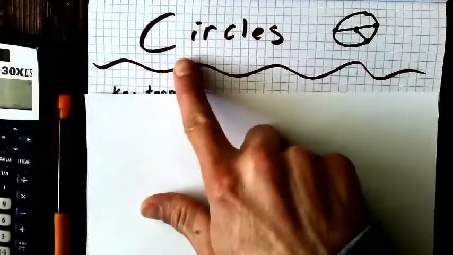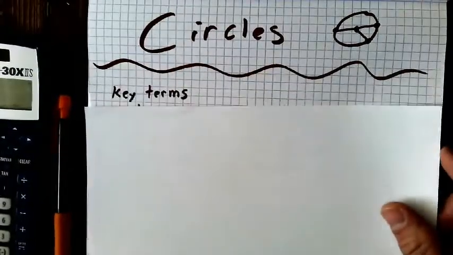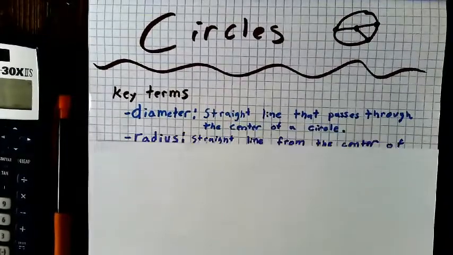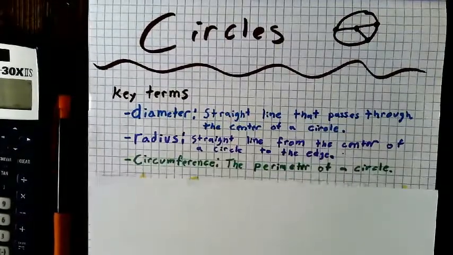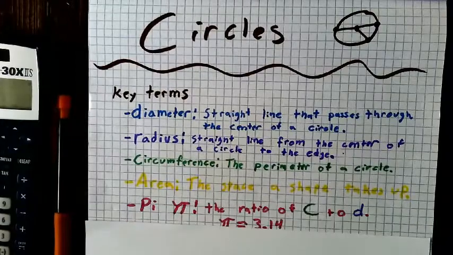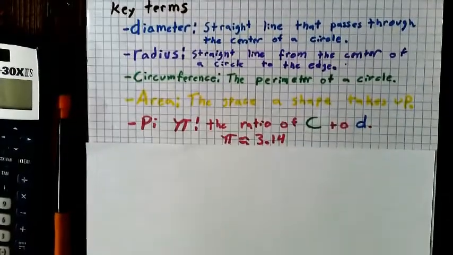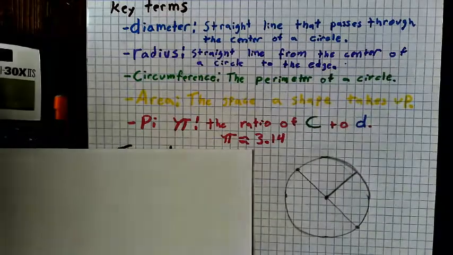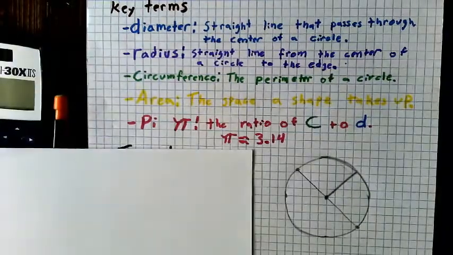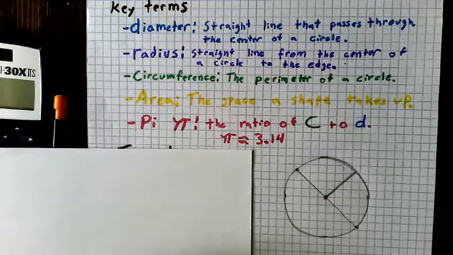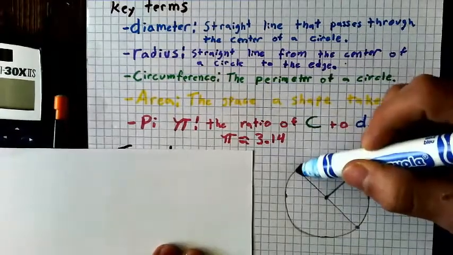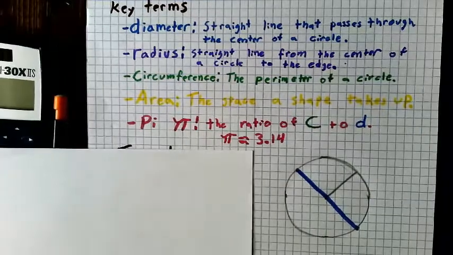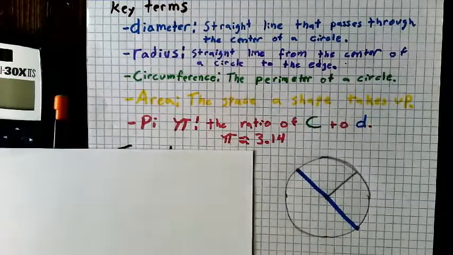So first we're going to go over the stuff about circles. Okay, we're going to have some key terms. Our key terms are going to be diameter, radius, circumference, area, and pi. Okay, I'm going to talk about these in just a second. So diameter is a straight line that passes through the center of a circle. If you see I have a circle here, this is the diameter. Okay, it goes all the way through from one edge to the other, goes through the center.